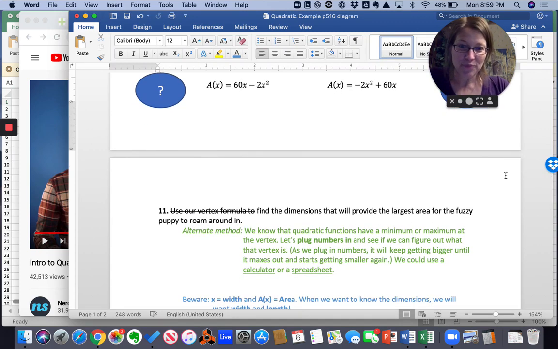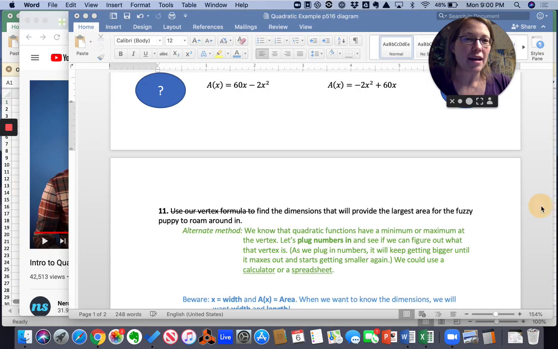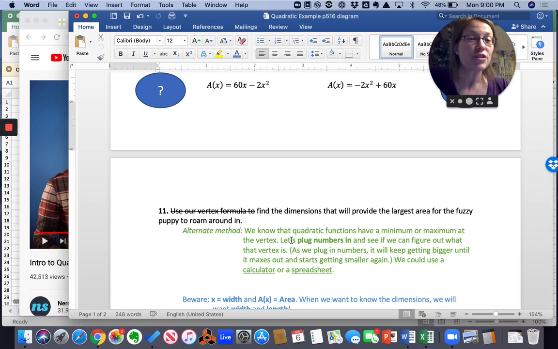Now we want to know, what are the dimensions that will provide the largest area inside? In your book, it says to use the vertex formula to find it, but I'd like us to use an alternative method. Now, we know, especially if you just watched that video that I referenced, what quadratic functions look like. They're parabolas, so we max out. We know that it roller coasters up to the top and then back down. Or a parabola could also be like this.